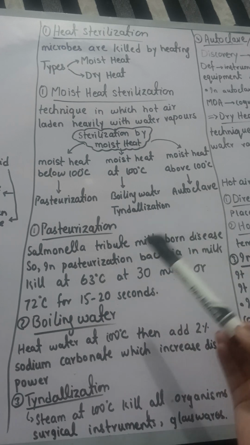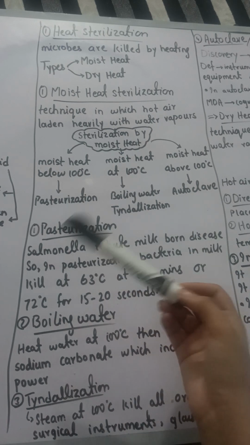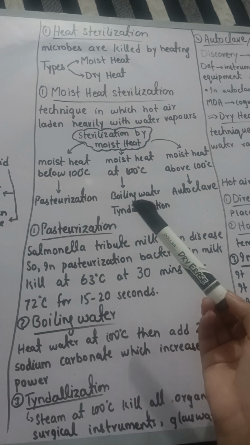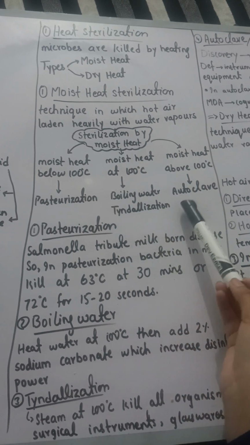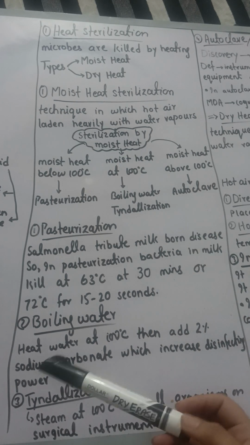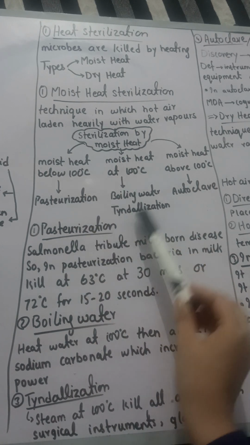There are bacteria which can be killed at a temperature below 100. There are some bacteria which need a temperature above 100 degrees centigrade, so they are placed in an autoclave in order to kill them. Now let's discuss all of these four processes.